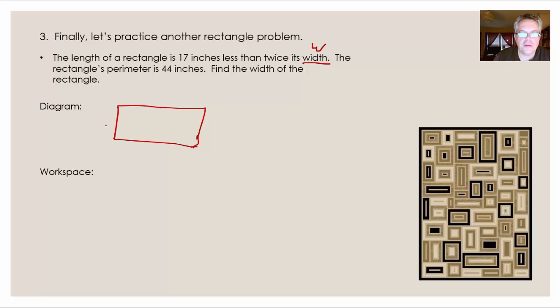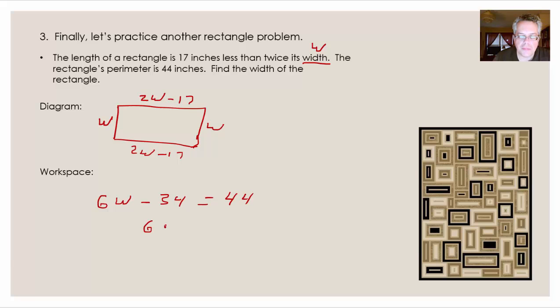So I'm going to let the width be W. And this first sentence tells me how I can write an expression for the length: 17 less than twice the width. So 17 less means we're subtracting 17. Right, there's a diagram. And we might as well label all the sides just to remember to add them all up. And we want the perimeter to be 44. So when I add up the W's, I get 6W. When I subtract the 17s, I get minus 34. That's supposed to equal 44.